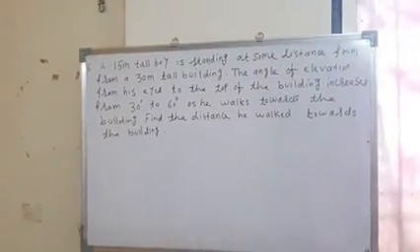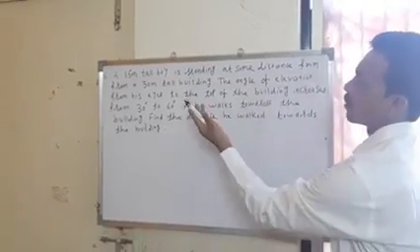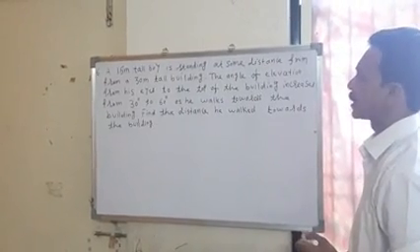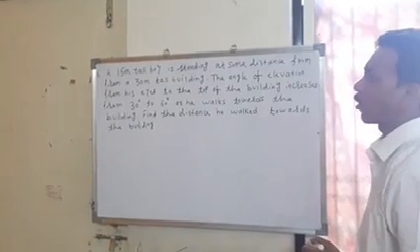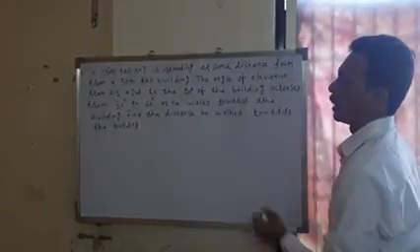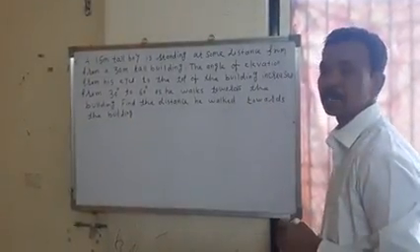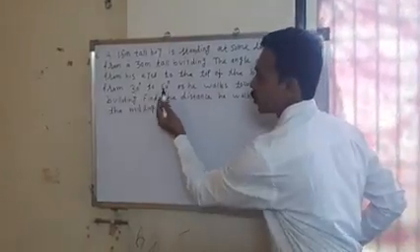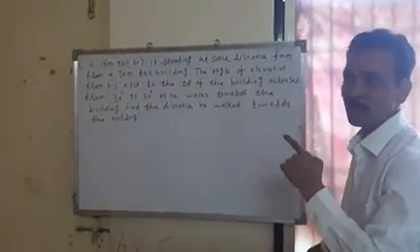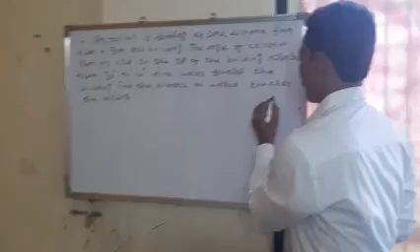The next sum is: a 1.5 meter tall boy is standing at some distance from a 30 meter tall building. The angle of elevation from his eyes to the top of the building increases from 30 degrees to 60 degrees as he walks towards the building. Find the distance he walked towards the building. Now if you look at this sum, there are two angles. Till now we have used only one triangle, but here you have to use two triangles in one figure only. See how? I draw the figure here.